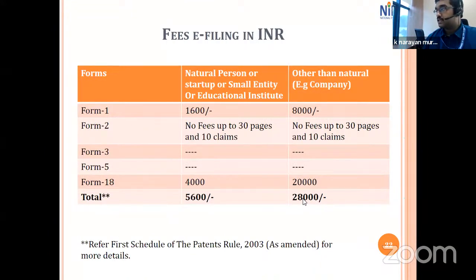So these are the fee details. The fee depends on the person. Suppose you are working in a full-fledged company, in that case the fee is a little higher. If you are working in a startup, or in an education institute, the fee would be much lesser. The fee would be around 5,600 rupees, and if you are working in a company, it's 28,000. You can refer to the first schedule of the Patents Rules 2003 for exact fee details, because this 5,600 could be much lesser also, if you have a particular type of patent specification. If you are coming to the office and applying physically, then you have to pay 10% extra.